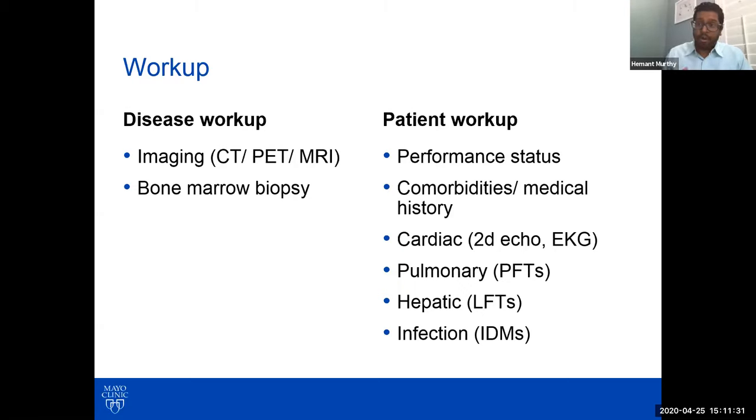Your medical history and your medical conditions, such as diabetes, hypertension, prior cancers, heart conditions, etc. We look at your cardiac function with a 2D echo and an EKG, pulmonary function tests. We look at your liver function tests. We also look at your infection markers. Next, please.